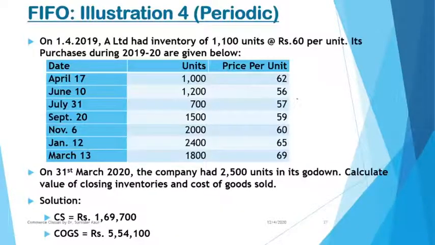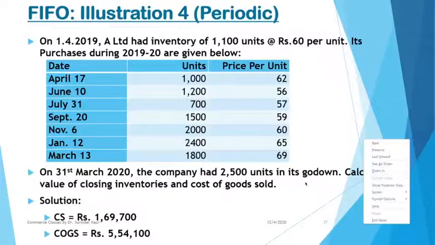Let us see this problem. This is again a periodic problem because we are given only the track of purchases. Sales are not given. Now you see you have inventory of 1100 units at the rate of 60 rupees per unit. Then you have purchases. You purchase goods at 7 different times during the year at varying prices. Then you have closing stock of 2500 units left with you.